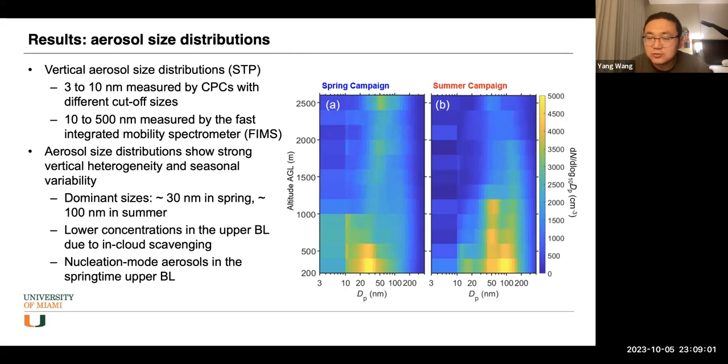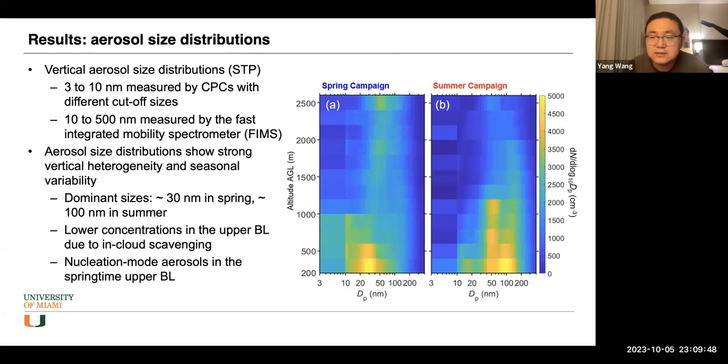By looking at these contour plots, or vertical profiles, you can see distinct features which show the seasonal variability and vertical heterogeneity. For example, in terms of seasonal variability, in the springtime you see a mode size of the aerosols at around 30 nanometers, and for the summer campaign, you see a mode size of around 100 nanometers. You can also see that there is generally a lower concentration of aerosols in the upper boundary layer as we move up to higher altitude above the ground. Normally, the average boundary layer height during the spring and summer campaigns was similar, between 1,300 and 1,400 meters.